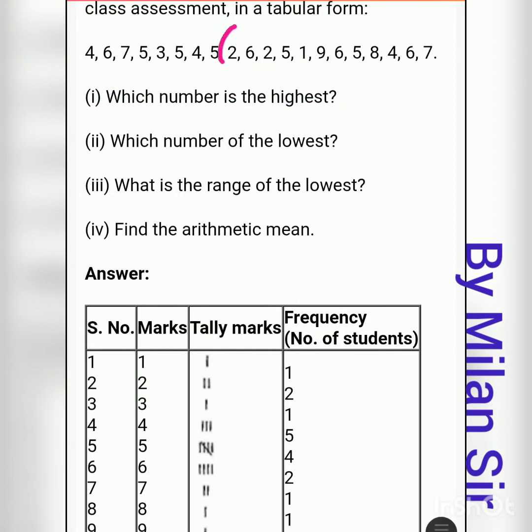So here we have 2 and here we have 2, so in total 2 comes 2 times, right? Here we need to write 2 in Roman numerals as tally marks, and for frequency we convert this into our integer number, 2. That means 2 comes 2 times.